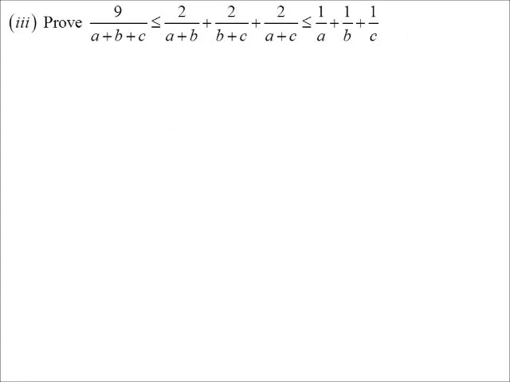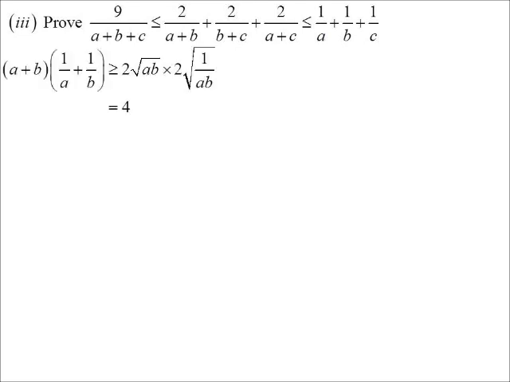Let's try this one. Now we're going to have some fun. So we're going to trap 2 on a plus b plus 2 on b plus c plus 2 on a plus c in between these two expressions. Okay, so I'm going to do it a bit at a time. Notice I'm using again the arithmetic mean, geometric mean idea.